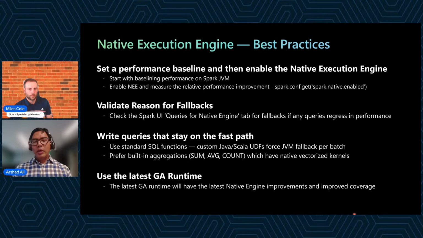If you want to investigate whether there is any failure or a fallback, you can explore that by going into the queries for native engine tab that we have. That gives you the part of the query that falls back, and the reason why it's falling back to the JVM. Based on that, you can retune your query to take advantage of the native execution engine.